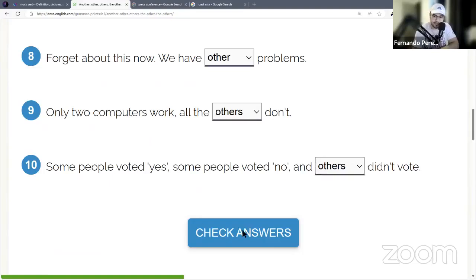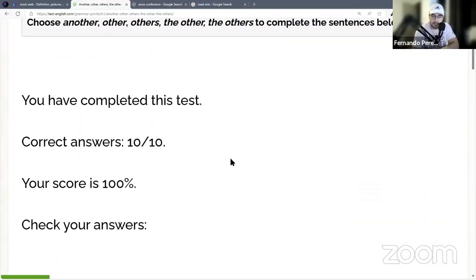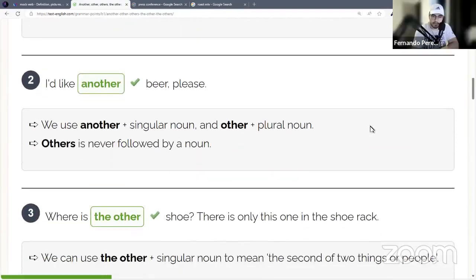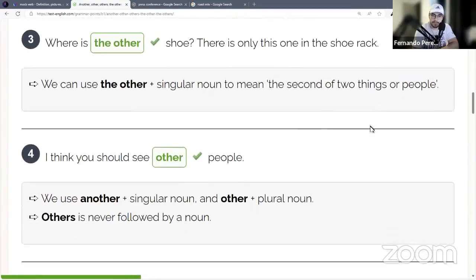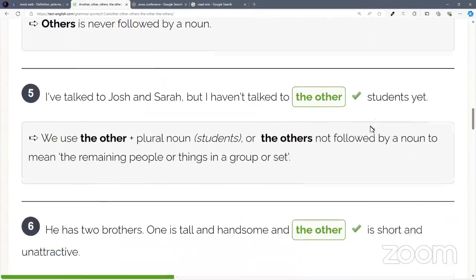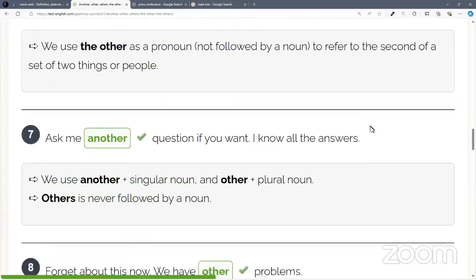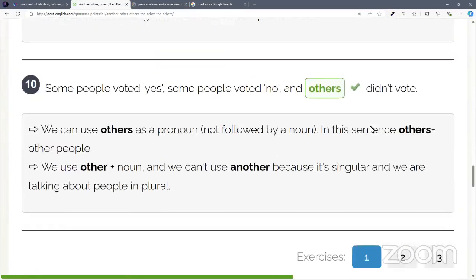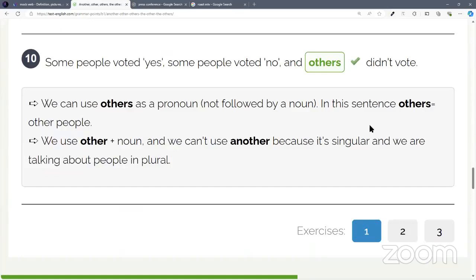Let's check the answers. And we are correct. So yes, you are correct. Yes, it's others. And others didn't vote. That's it, my people. Any question? Nope, I don't have question. No, teacher. All right, people.